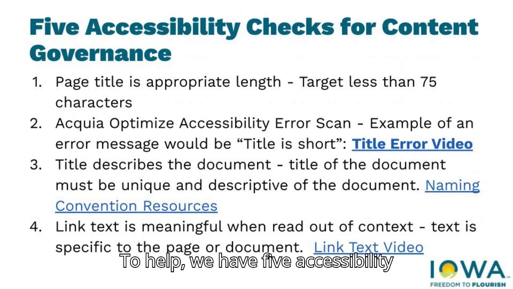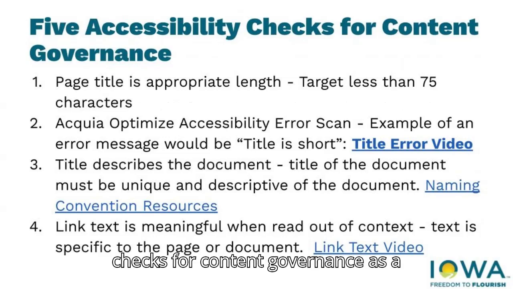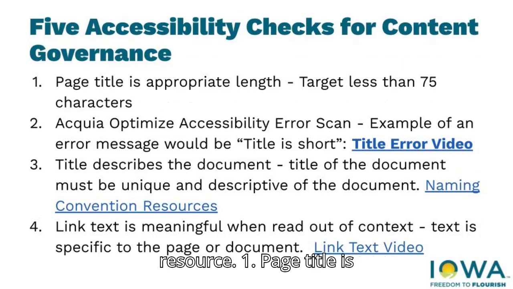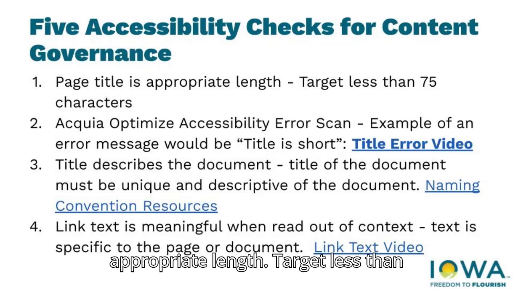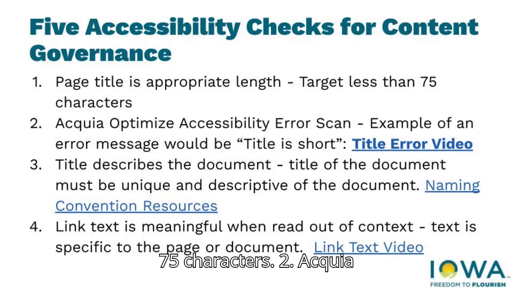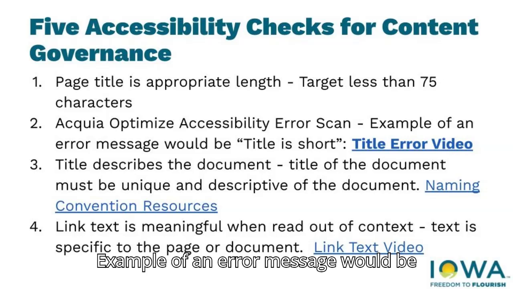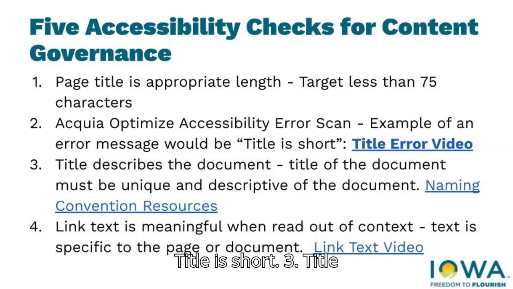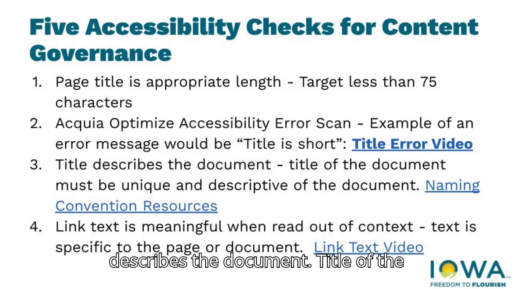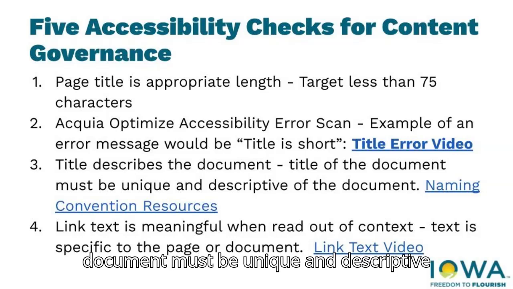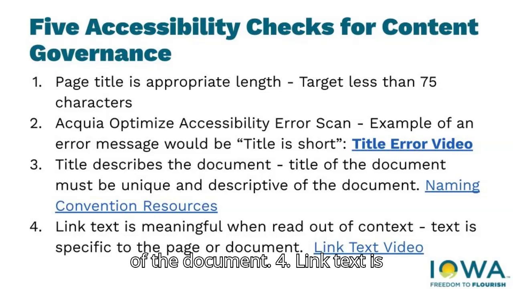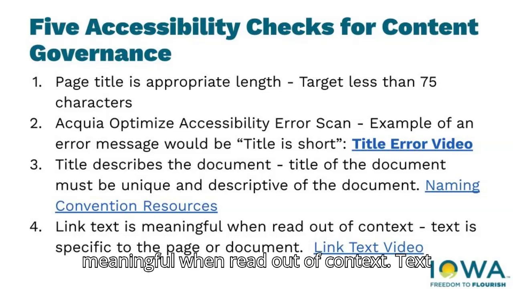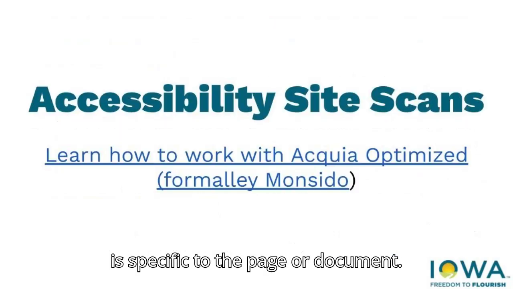To help, we have 5 accessibility checks for content governance as a resource. 1. Page title is appropriate length. Target less than 75 characters. 2. Acquia Optimize accessibility error scan. An example of an error message would be, title is short. 3. Title describes the document. The title of the document must be unique and descriptive of the document. 4. Link text is meaningful when read out of context. Text is specific to the page or document.